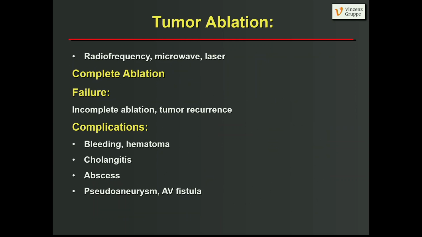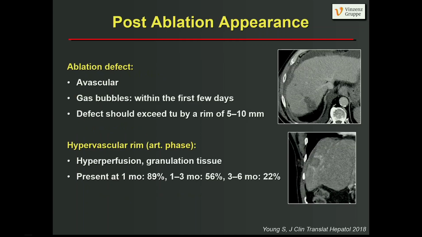As I said, tumor ablation is also a procedure we do more and more. It could be either radiofrequency, microwave, or laser, and quite often you can do complete ablation, but sometimes you have incomplete ablation or a failure, and I'll show examples of that. And then again, there is quite a good number of complications you may encounter: bleeding, hematoma, cholangitis, abscesses, or pseudoaneurysms or AV fistulas if you hit the vasculature.